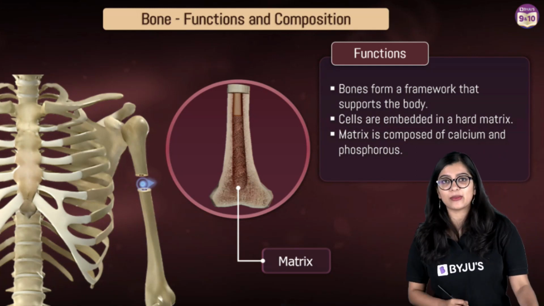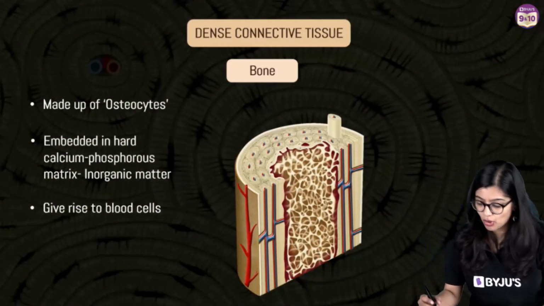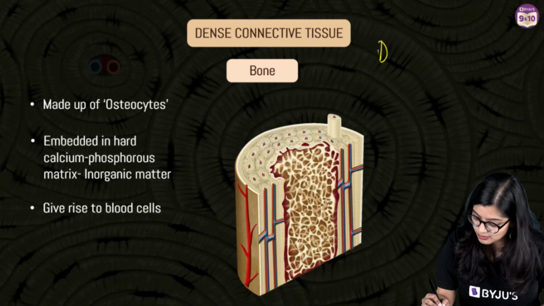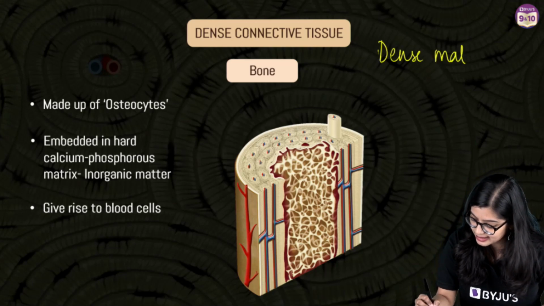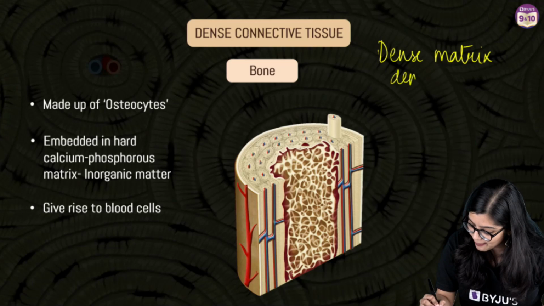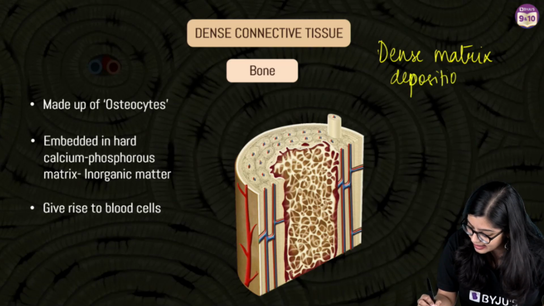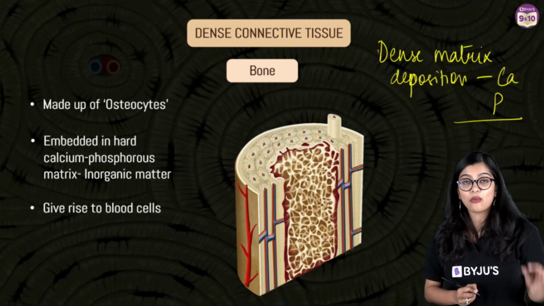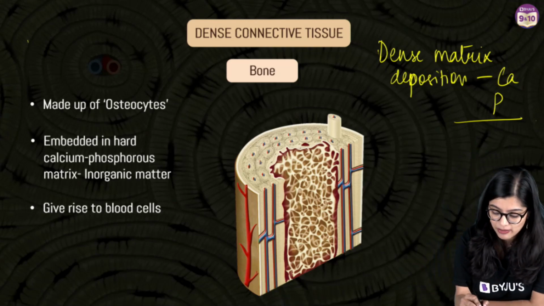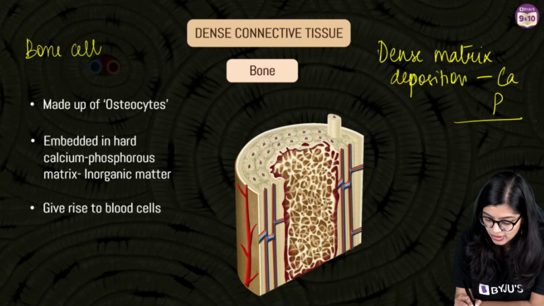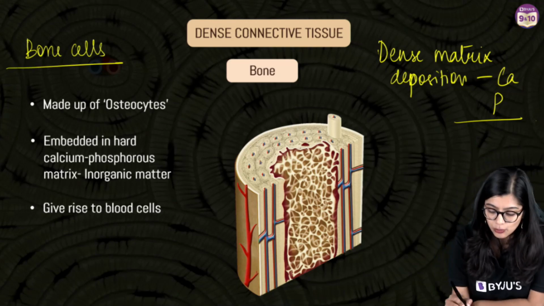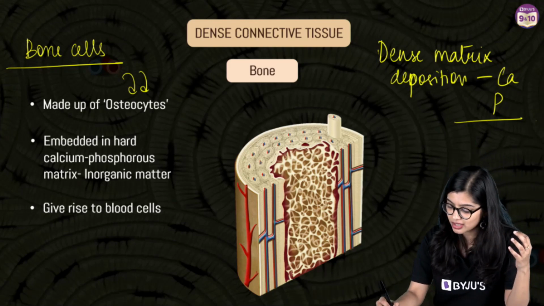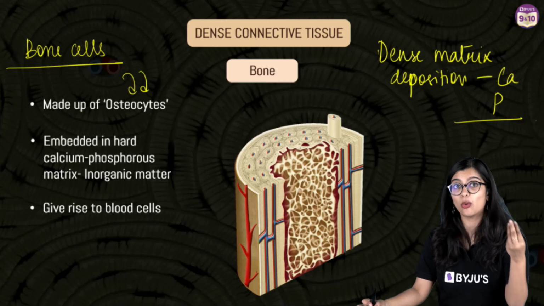Structurally, when we talk about the bones, we see that the bones are made up of a dense matrix which has depositions of calcium and phosphorus. Now we also see that in this matrix is where we find the bone cells, which we call osteocytes. Now some of you would have also heard the word osteoblasts.